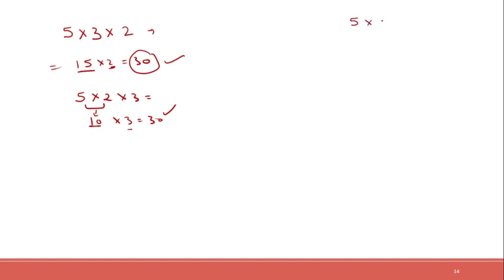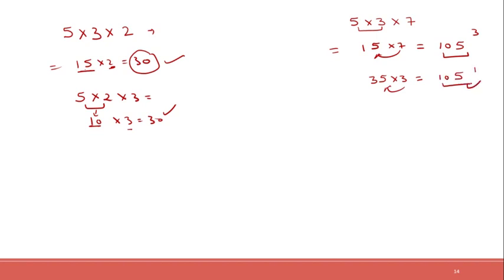Let me show you. 5 into 3 into, let's say, 7, right? If I just multiply these two, 5 into 3, 15, into 7, I have to calculate this now. 7 into 5, 35, 5 here, 3 extra, 7 into 1, 7, and then this 3. That means 105 is the outcome. But the other way of doing it is this. 5 into 7, 35 into 3. And now also we can calculate 3 into 5, 15, plus 1, 3 into 3, 9, plus this, 10. So you can multiply in any pattern in which you are comfortable.